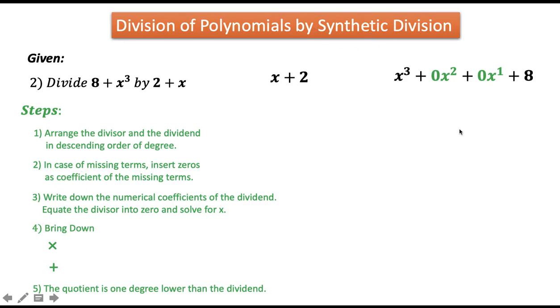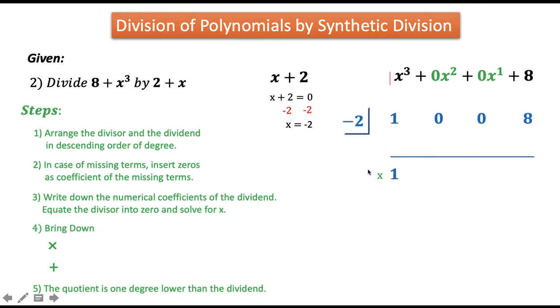And that is by writing down the numerical coefficients. So x cubed here, the numerical coefficient is 1. X squared, 0. 0 also for x raised to 1, and 8. Then for our divisor, we're going to equate it to 0 and solve for x. So x plus 2 equals 0. Add negative 2 to each side of the equation. X equals negative 2, and negative 2 will be our number indicator. And let's get started. Following this guide, bring down 1.